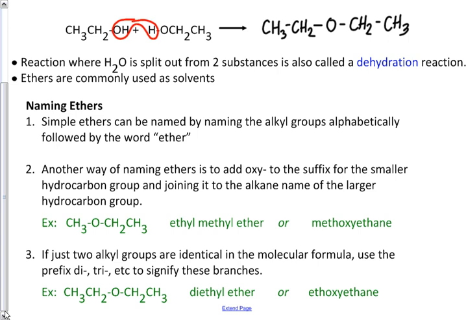If you have two identical alkyl groups, like the example I gave you where they were both ethyl groups on either side of the oxygen, you can either say diethyl ether or ethoxyethane. Again, you've covered it on either side of the oxygen. So that's an example of naming ethers.